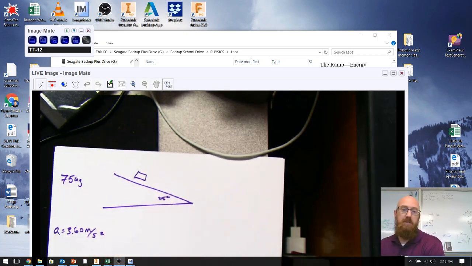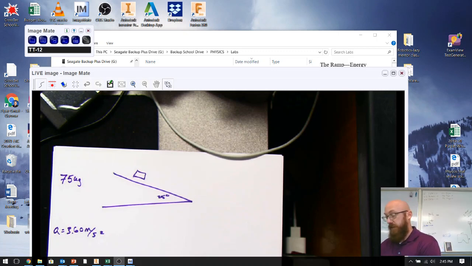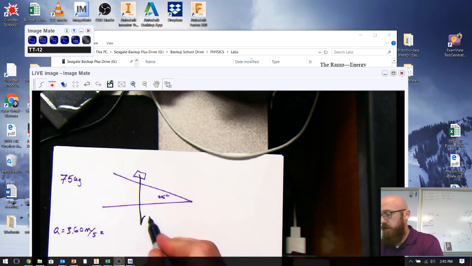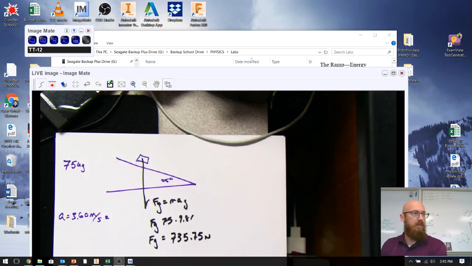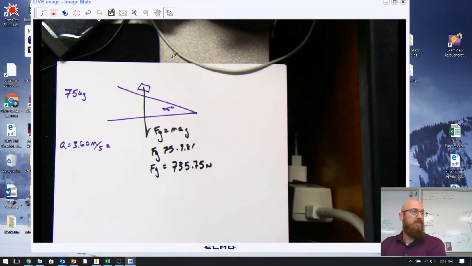So the first thing you do, regardless of what you were given, is find F_g, F_gx, F_gy. That's something you can say every single time: F_g is equal to mass times acceleration due to gravity. So F_g in this case is 75 times 9.81. So F_g is equal to 735.75 newtons. I'll bring this up a little bit more so you can see it on my screen. So that's F_g.